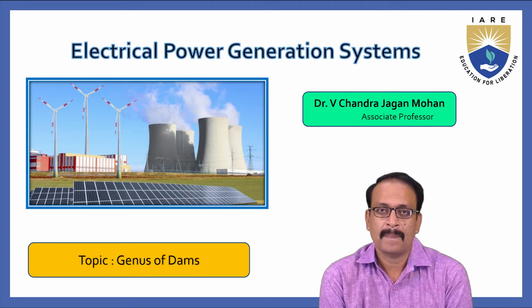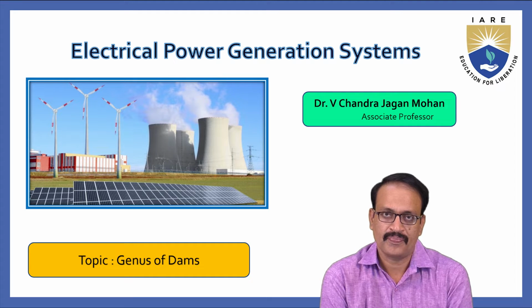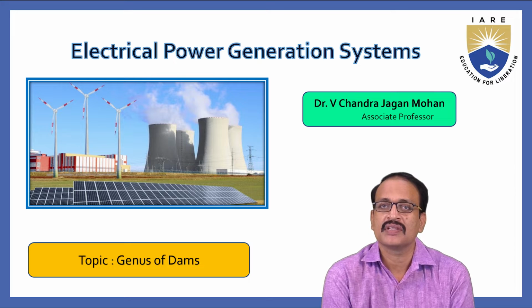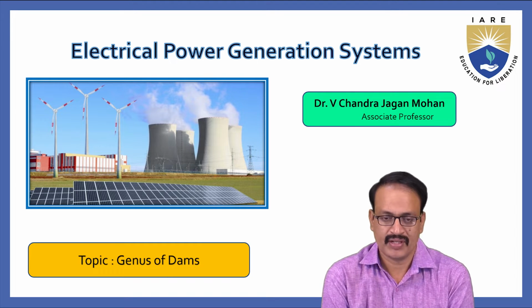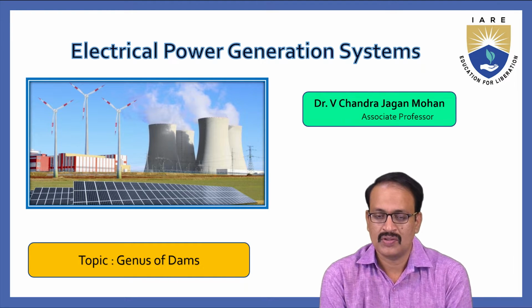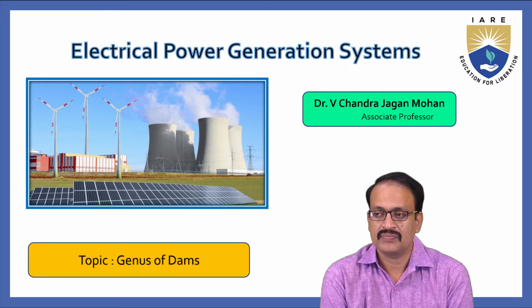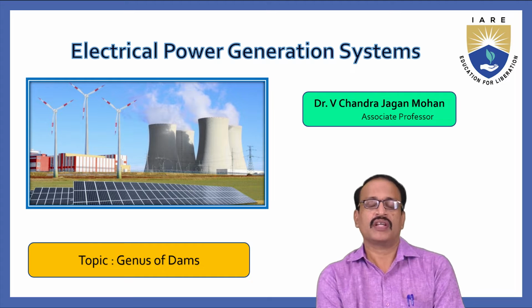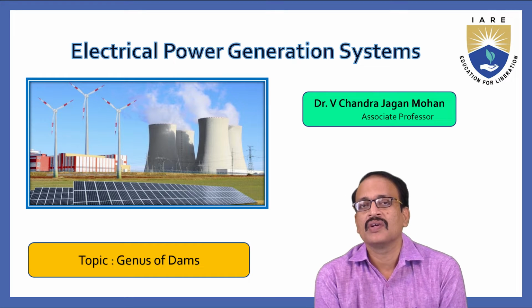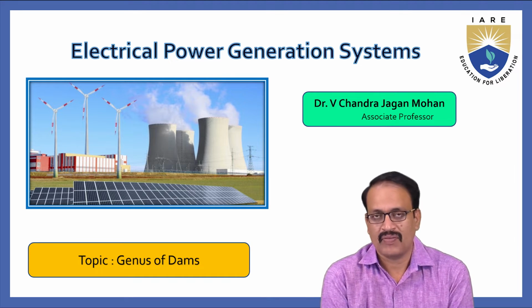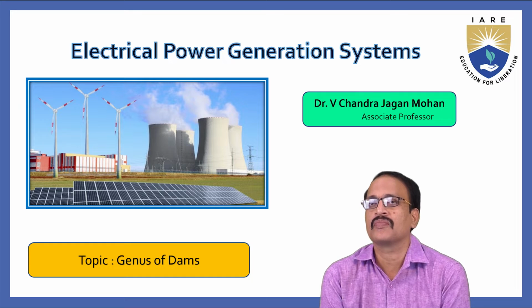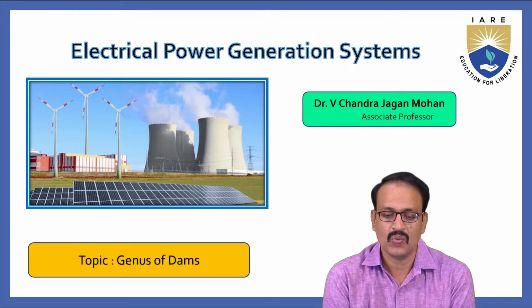What is the cleanest method of producing power? It is hydropower. So here we are using the potential energy of the water which is stored in the dam to generate the power. So for generating the power, we need dams.